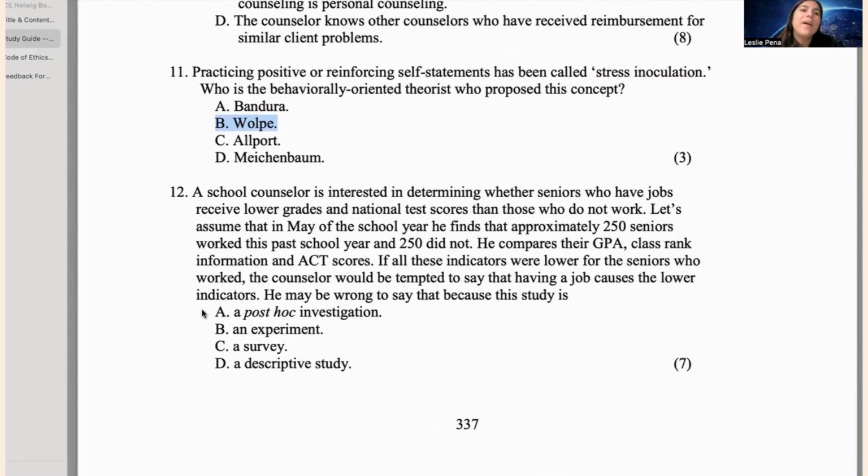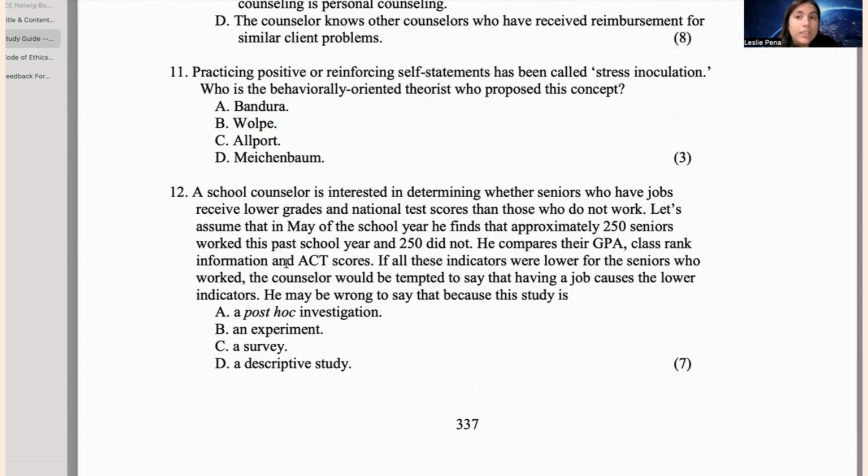Next, 12. A school counselor is interested in demonstrating whether seniors who have jobs receive lower grades and national scores than those who do not work. Let's assume that in May of the school year, he finds that approximately 250 seniors worked the past school year and 250 did not. He compares their GPA, class rank, and ACT scores. If these indicators were lower for the seniors who worked, the counselor would be tempted to say that the job causes lower indicators. He would be wrong to say this because the study is what?